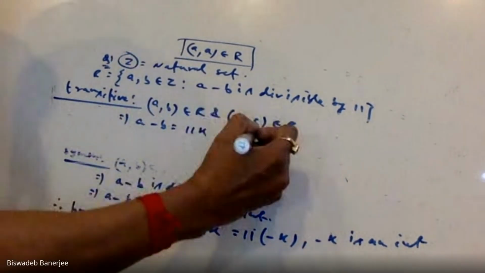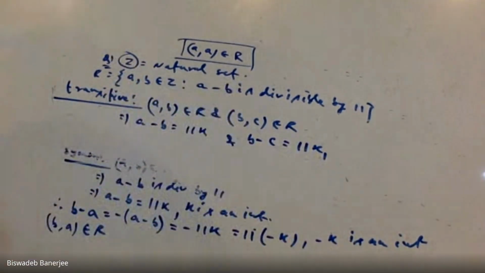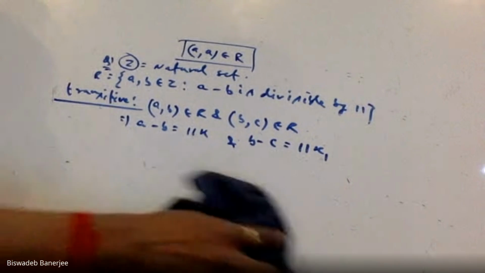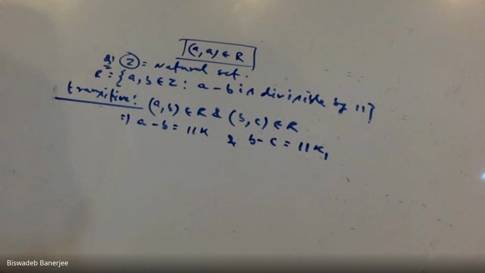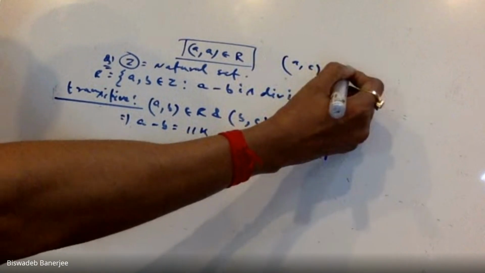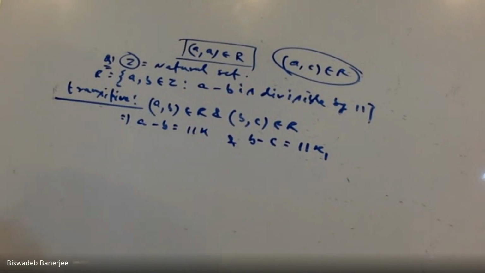What is the meaning of this? That means B minus C is a multiple of 11. Say that multiple is some K1. Don't forget to write K and K1 are integers. Don't forget to write in the exam that K and K1 are integers. So what are we required to show? We are required to show (A, C) belongs to the relation.